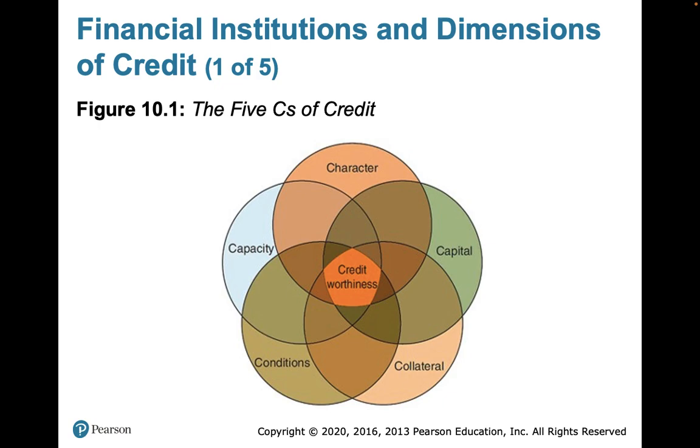We've talked about character, capacity, and collateral. Now let's talk about capital and condition.